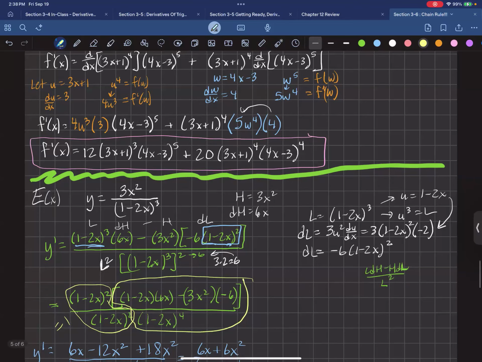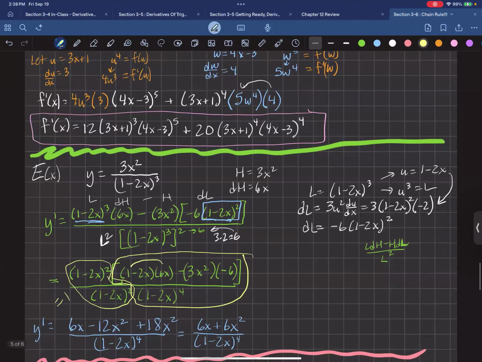And on the next line, I distributed. So I did 6x times 1 is 6x. 6x times negative 2x is negative 12x squared. And then negative 3x squared times negative 6 is plus 18x squared. I added them together. The x squareds combine. I get 6x plus 6x squared on top.